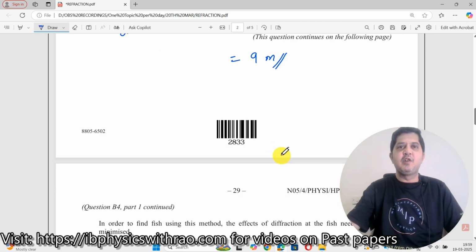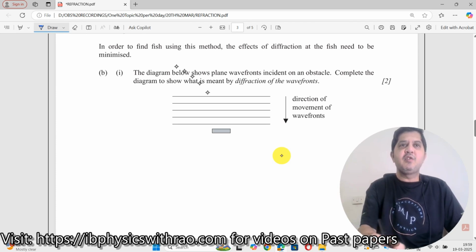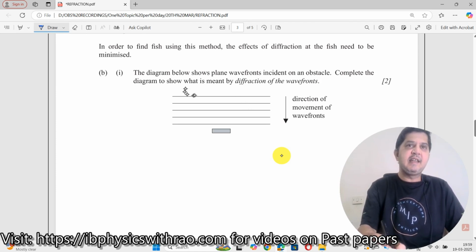Now let us move on to the next one. In order to find the fish using the method, the effects of diffraction at the fish need to be minimized. The diagram shows the plane wavefronts adjacent to an obstacle. Complete the diagram. What is meant by diffraction of the wavefront?